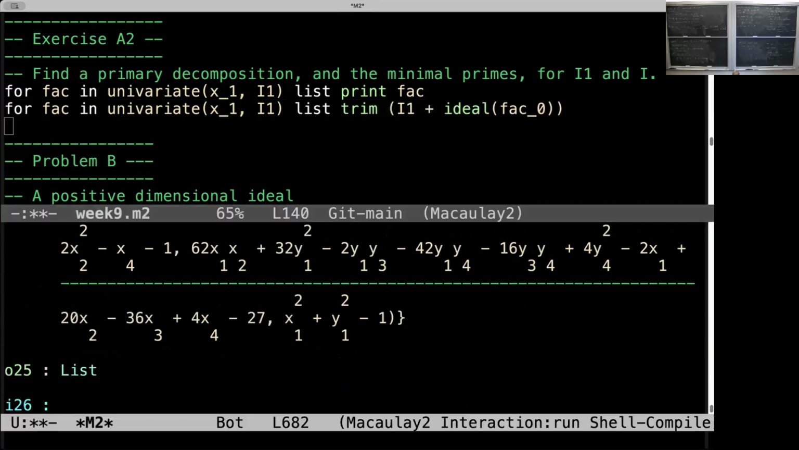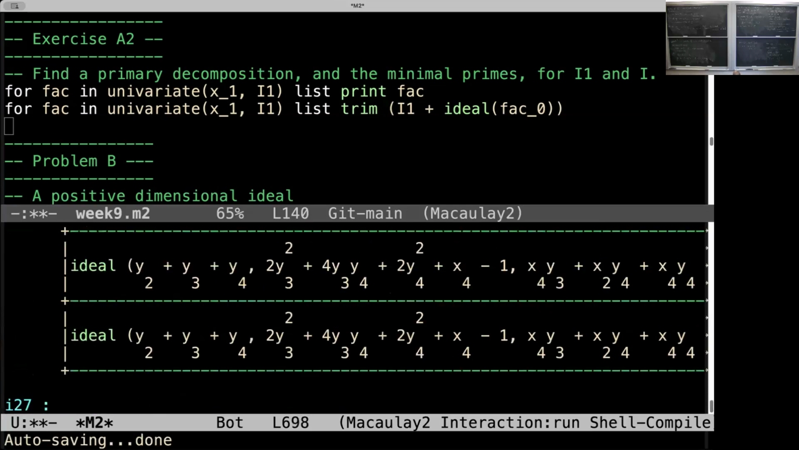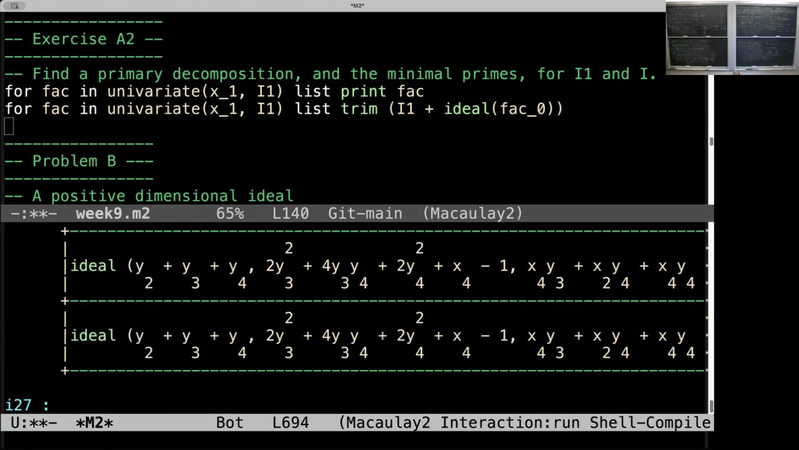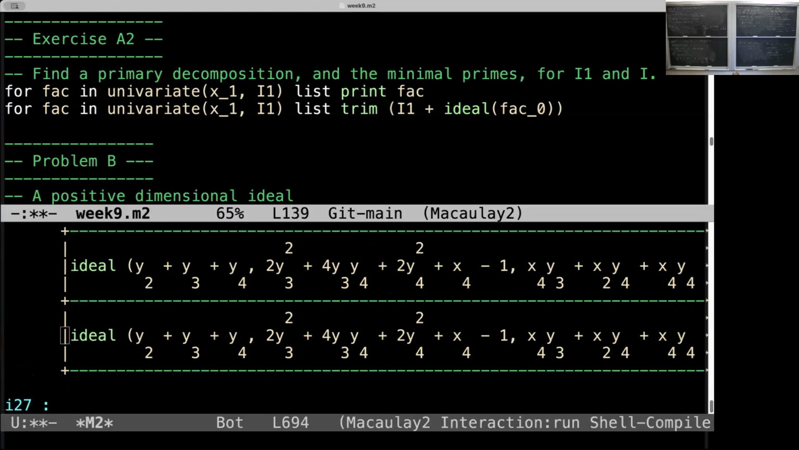So here we get 3 ideals. So let's net list these and see what we get. Okay. Yep, we get 3 ideals. And trim, I think if it's the unit ideal, it would show you that it's a unit ideal. So we've just broken I up into these 3. So let's call this J1s. Okay, this is after we've split by the ones.